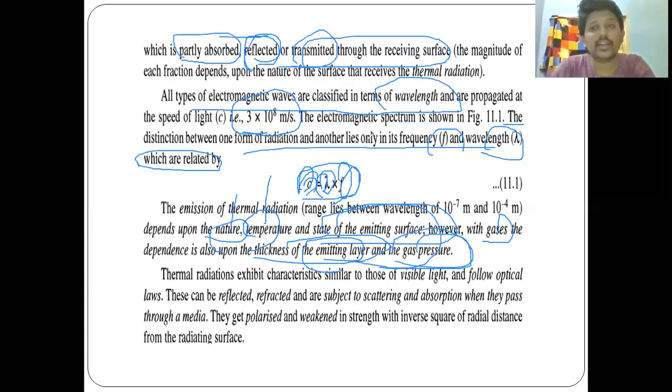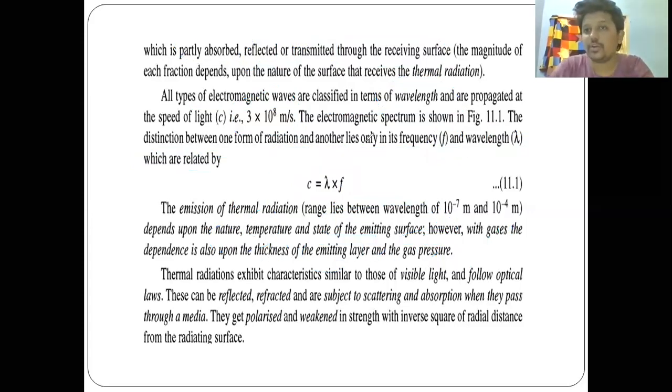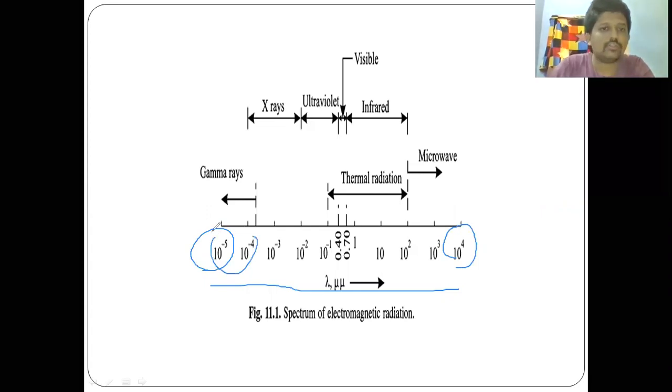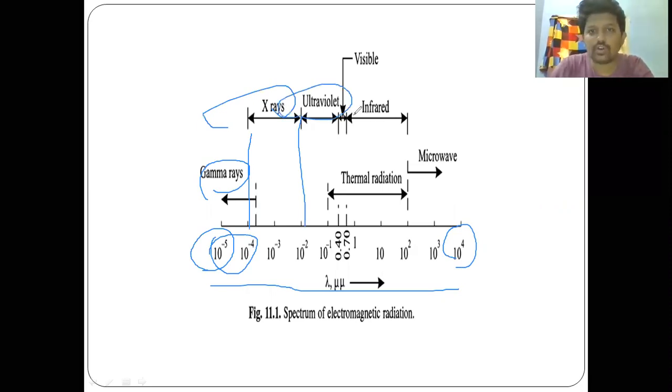Now, these different radiations, which depend upon the wavelength, are classified into many types. Now, we'll see what those are. This is our wavelength range, from 10 power minus 5 to 10 power 4. Here we have gamma rays. In the next range we have X-rays. Here you have ultraviolet rays. Then we have infrared rays, thermal radiation, and microwaves. Between 0.40 and 0.70 we have visible light, the light which we can see with our naked eye. This is our spectrum of electromagnetic radiation.